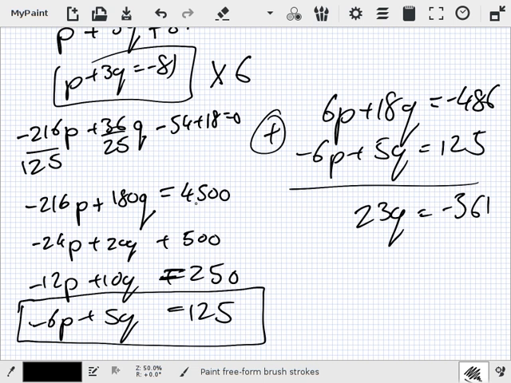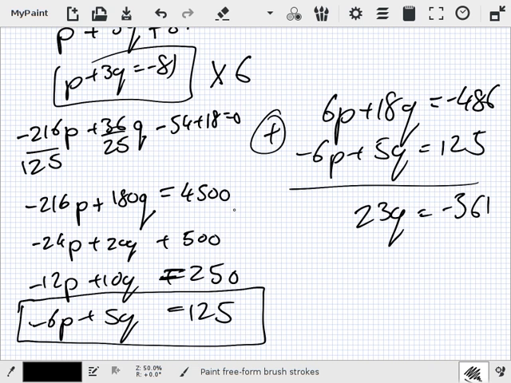I divided by 9. What's 4500 divided by 9? Isn't it 500? And then I divided by 2, 250. Then I divided by 2 again, so 125. Okay, well what's minus 54 plus 18? Minus 36. That's times 125. Minus 4,500. What?